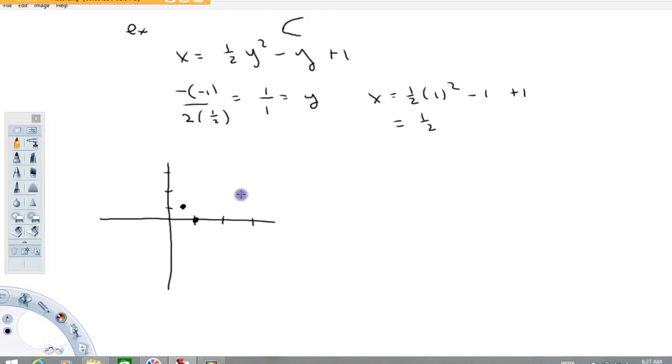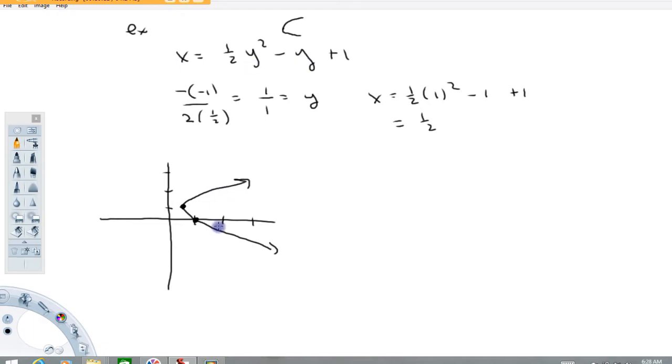Ooh, that's pretty crummy. Maybe something like this. When you're sketching these, it wouldn't hurt to get one or two other points. You know, like maybe put in 2 for x and get the pair of y values out to put those there and there. But that's pretty much it.